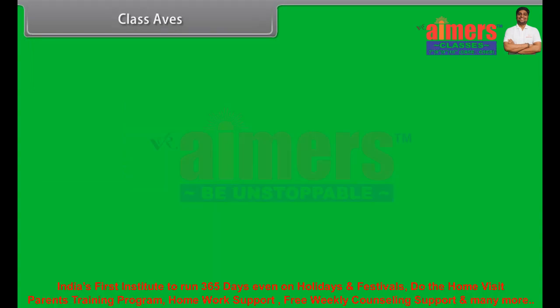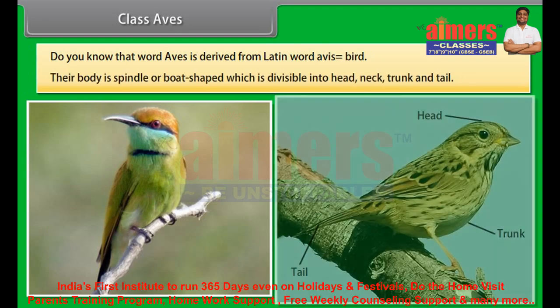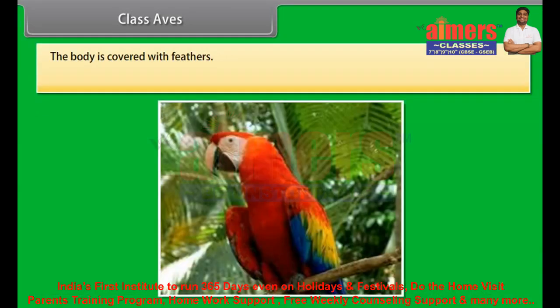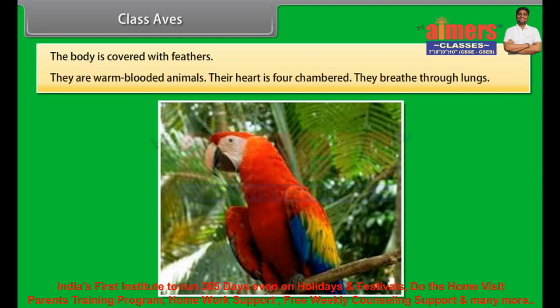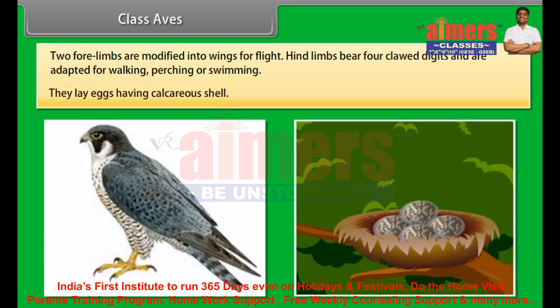Class Aves. Do you know that word aves is derived from Latin word avis, which is bird? Their body is spindle or boat-shaped, which is divisible into head, neck, trunk and tail. The body is covered with feathers. They are warm-blooded animals. Their heart is 4-chambered. They breathe through lungs. 2 forelimbs are modified into wings for flight. Hind limbs bear 4 clawed digits and are adapted for walking, perching or swimming. They lay eggs having calcareous shell.